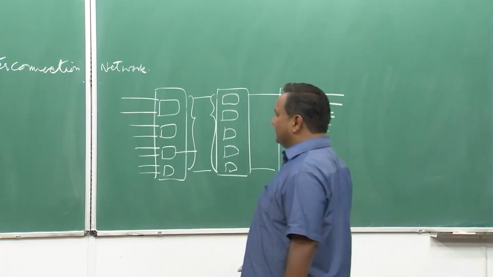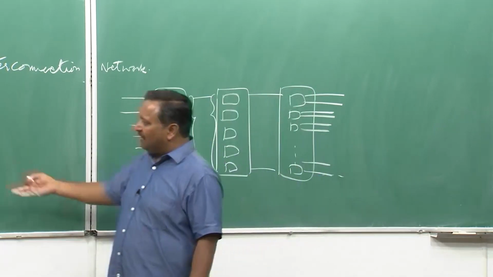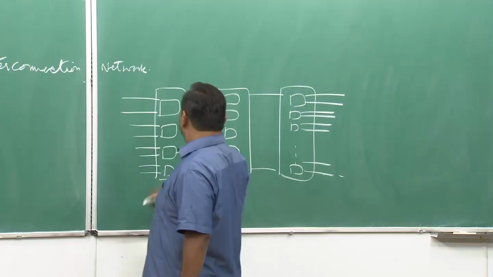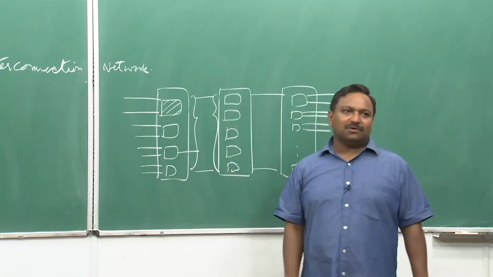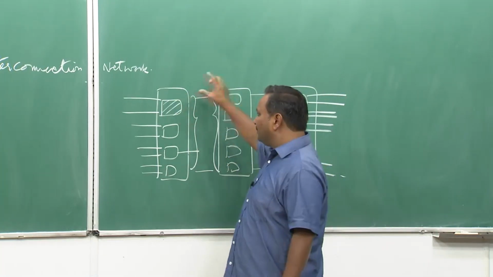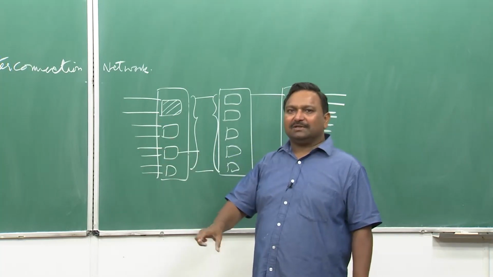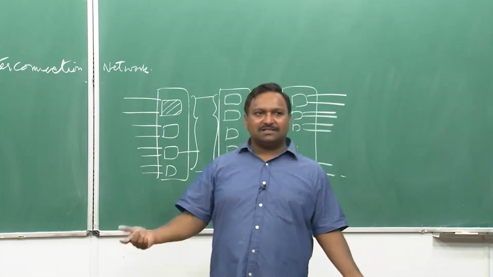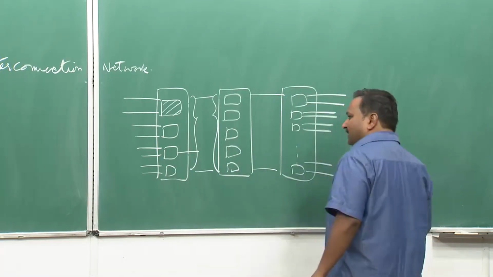Now, the idea is that we still do not know how many stages will be required. I want a strictly non-blocking switch. I only know this basic building block is a crossbar, which in itself is strictly non-blocking. So I have to now talk about this network which has to be strictly non-blocking. So, can we do it with 2 stages? Let us ask this question. So, let us try if we can do this.